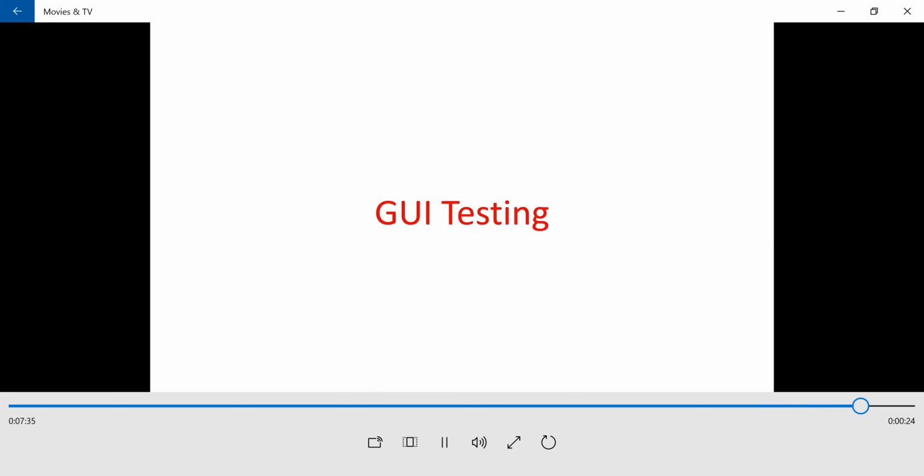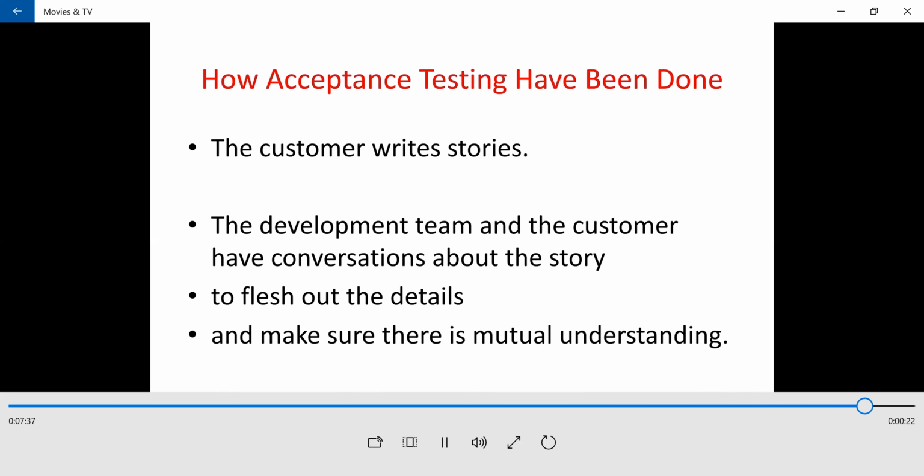So here we have covered acceptance testing. How is acceptance testing done? The customer writes the story, then the development team and the customer have a conversation about the story to flesh out the details and make sure there is a mutual understanding. This means acceptance testing.